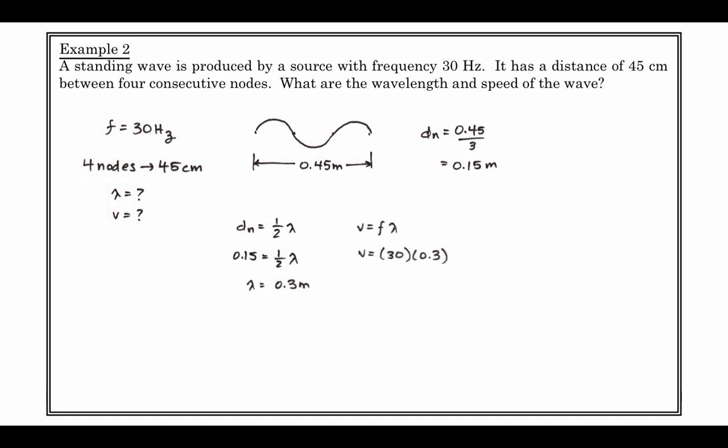Now I can use the universal wave equation, V equals F lambda. I know what the frequency is. It was given to me in the problem. I now have the wavelength, and I can solve and say that this wave is moving at 9 meters per second.